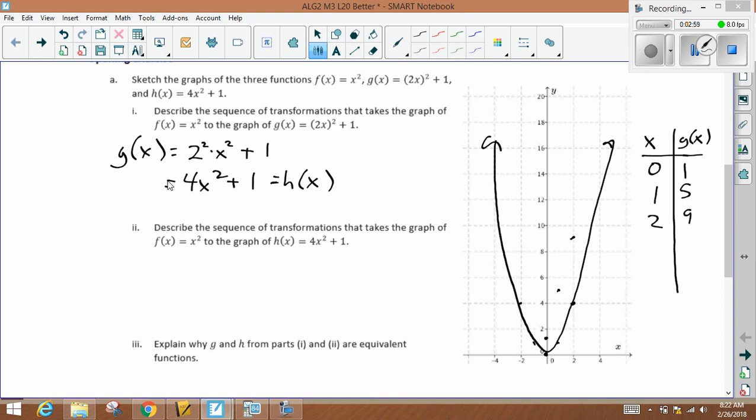So, and each one of these is a reflection, right? Since it's a parabola. I will get very different things.